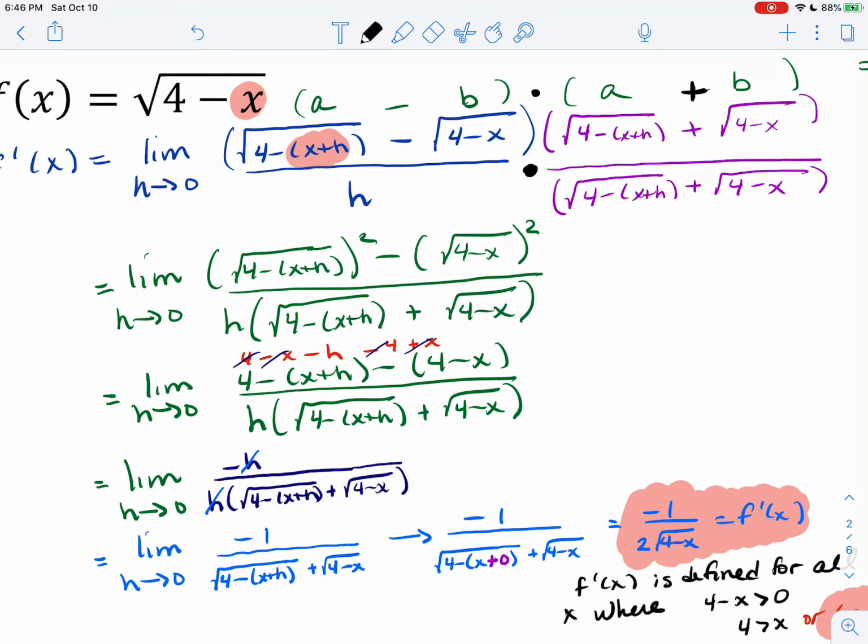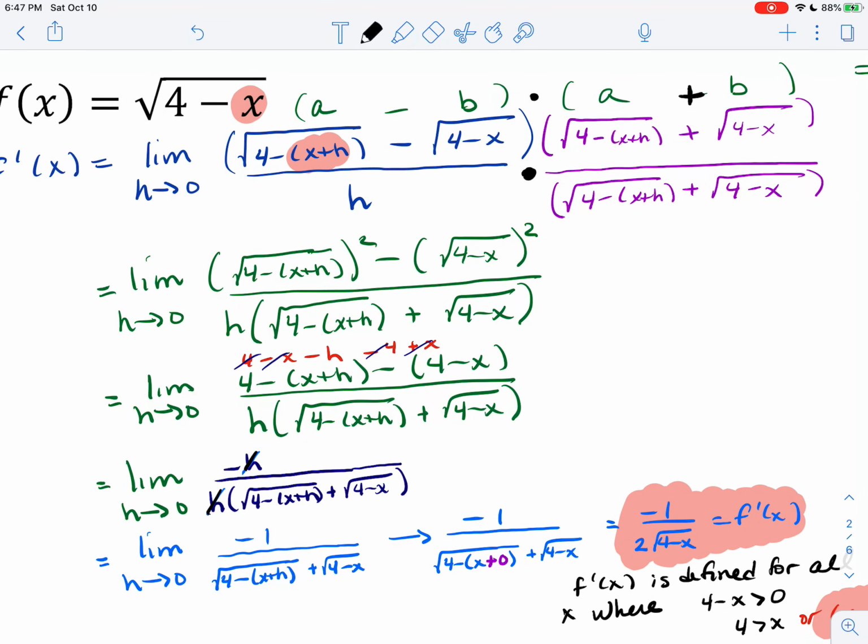And so I can factor out the h's in the numerator and denominator, and I'm just left with the limit as h goes to 0 of minus 1 over the square root of 4 minus x plus h plus the square root of 4 minus x. And again, only my h is going to 0, so I'm only plugging in 0 where h is, and then I can simplify from there. I see that the denominator simplifies to the square root of 4 minus x plus the square root of 4 minus x, so I have two of them, and my final derivative is minus 1 over 2 times the square root of 4 minus x. Where is the derivative defined?